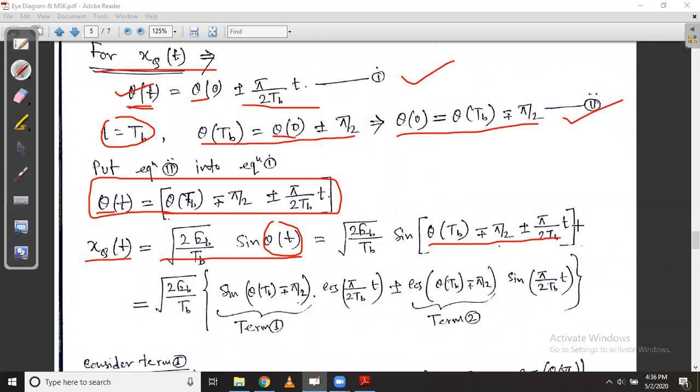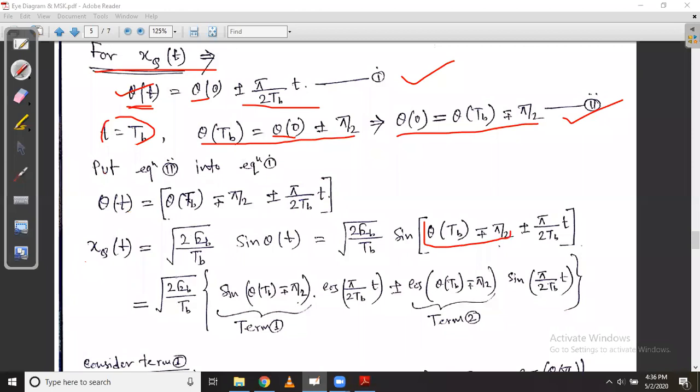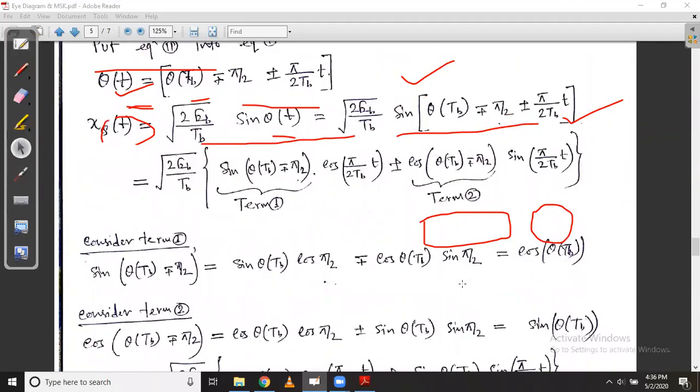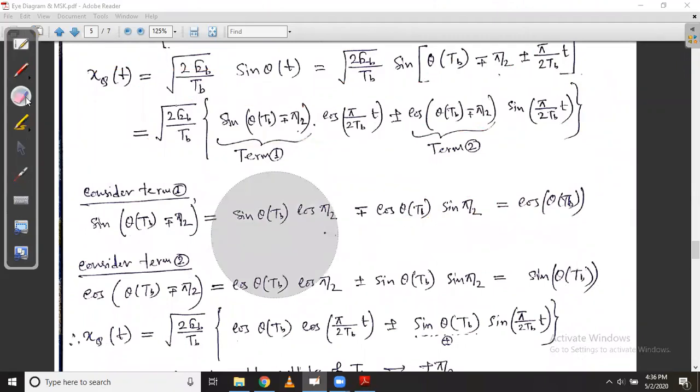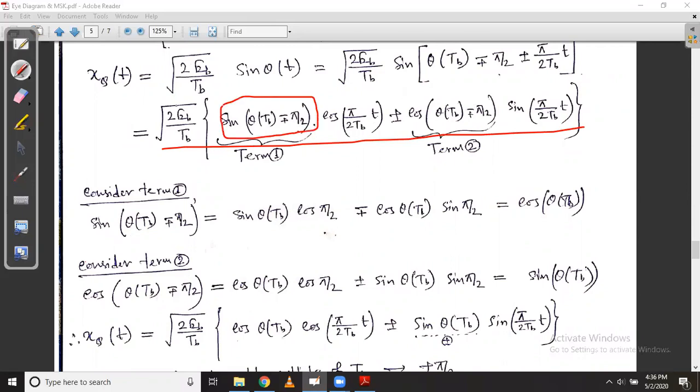Sine of A plus B. This term is considered as A and this term as B. So sine of A plus B, sine cos plus cos sine, we are getting. Now we have this one. After that, two terms are there. One is term one, important term, this one, and cos of some term is there. Just to write down, term one is this one. Just separate out this thing using trigonometric identity, where cos 90 degree means 0. That means only we will have this term. That means this is 1, so we have only this cos term.